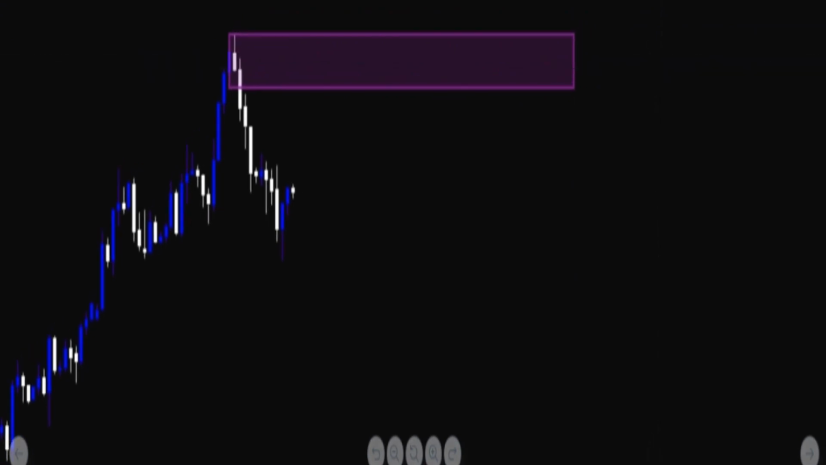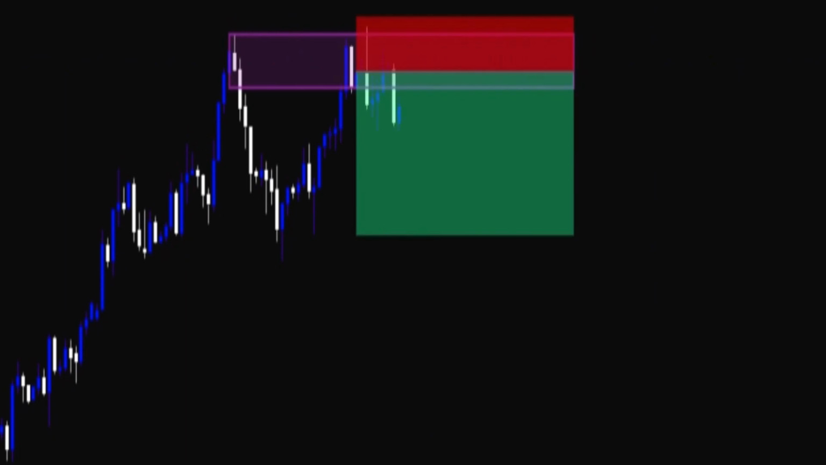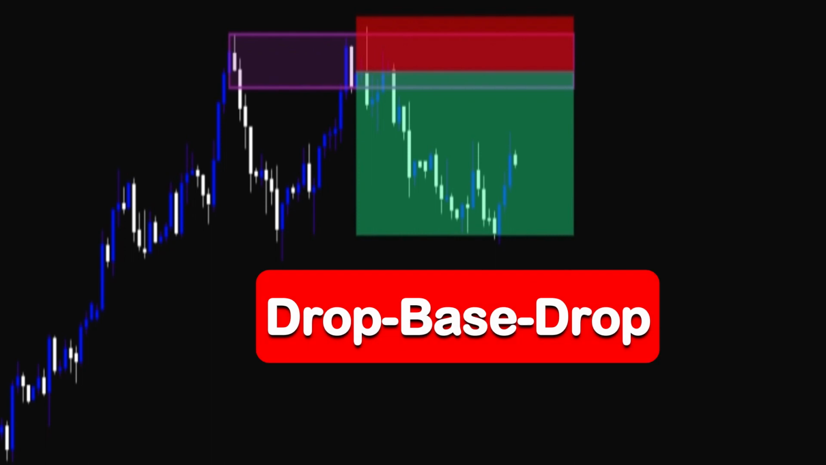After that, we will wait for the market to reach this zone again by making a rally, then a base, and then dropping again. This pattern works at the time of reversals only. Now let us see the second pattern of supply zone, which is drop, base, and drop.